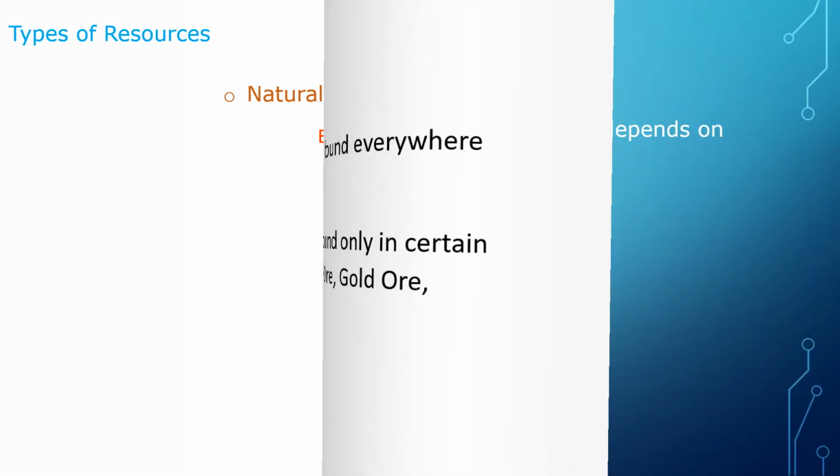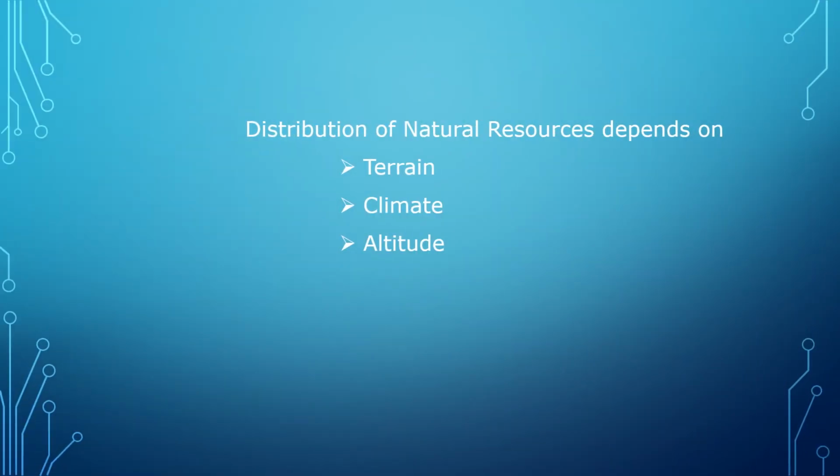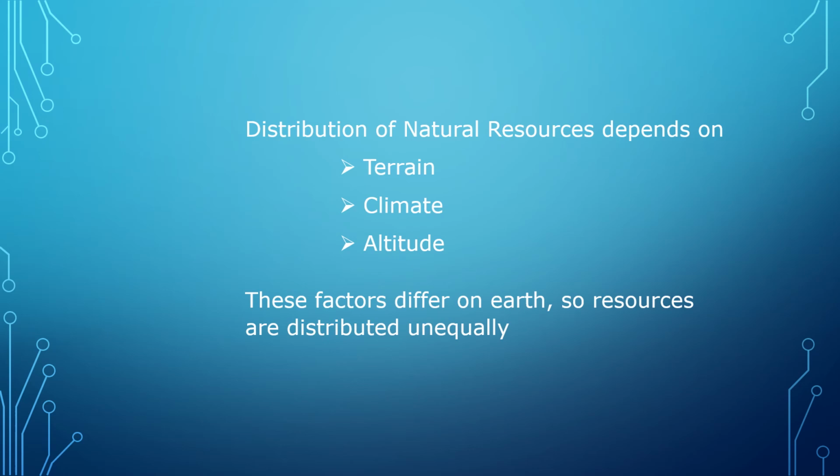And next, why these resources are unequal on earth? Because these natural resources depends upon terrain, climate, and altitude. So that is why all the natural resources differs or they are distributed unequally on the earth's surface.